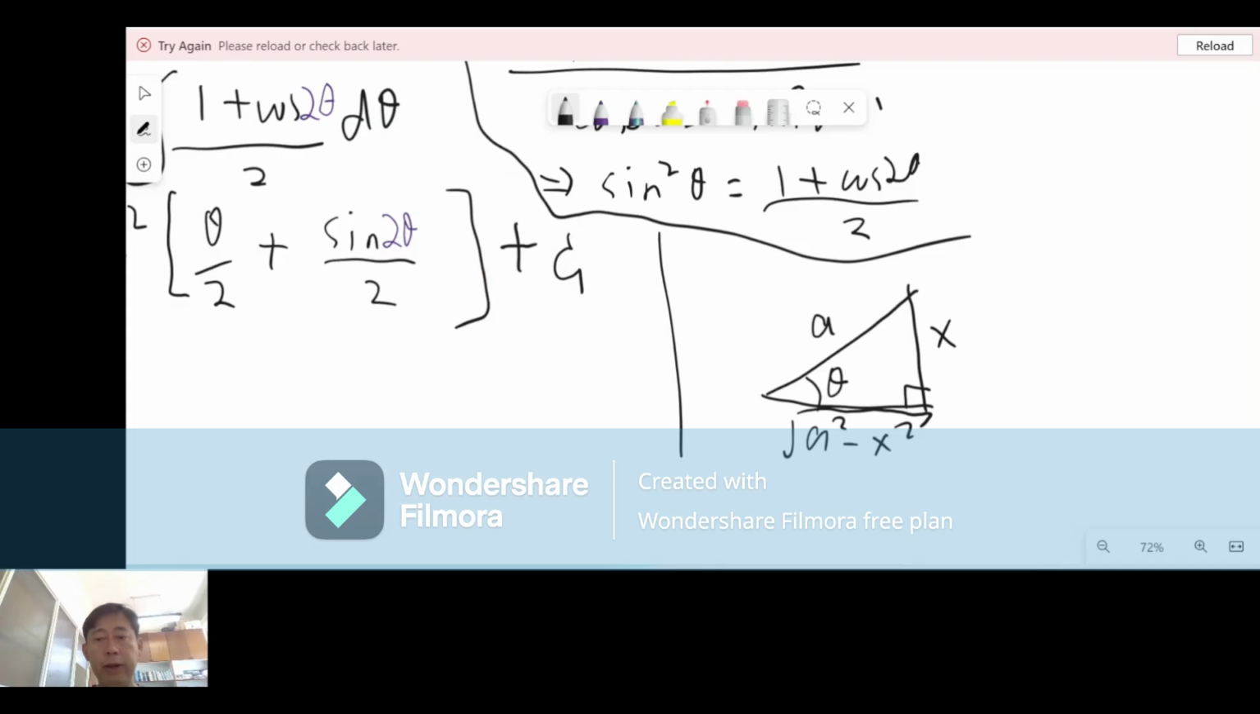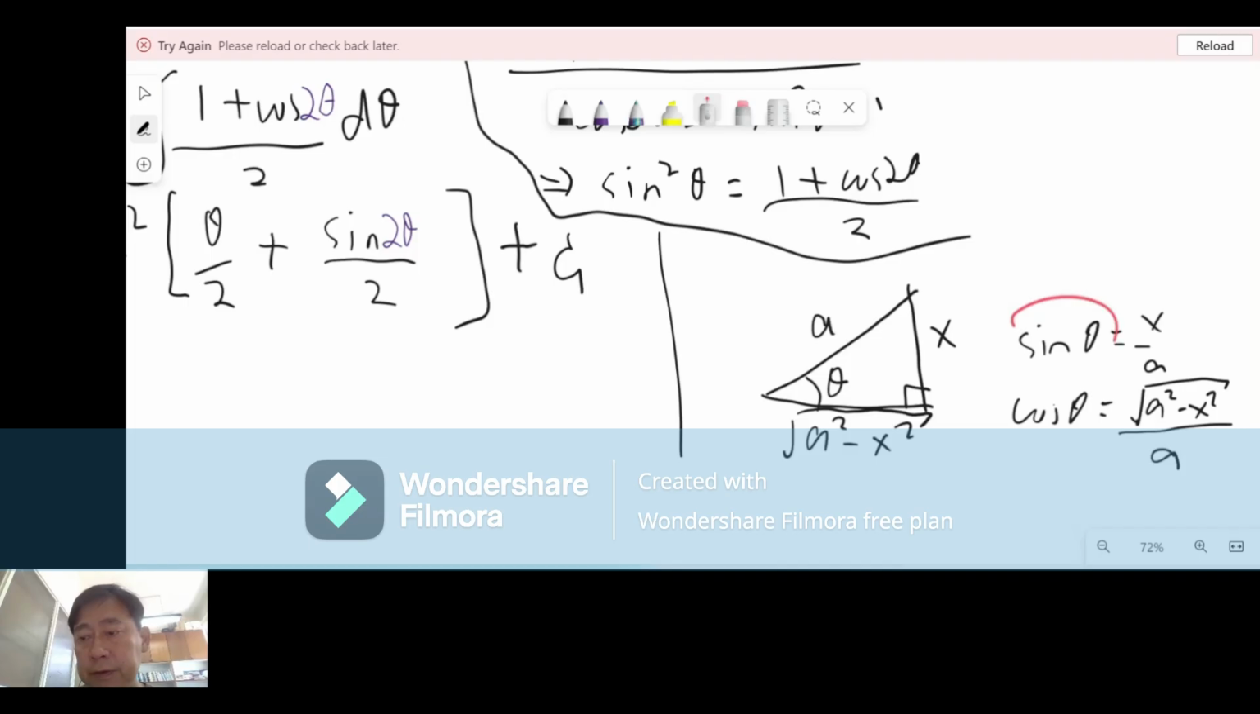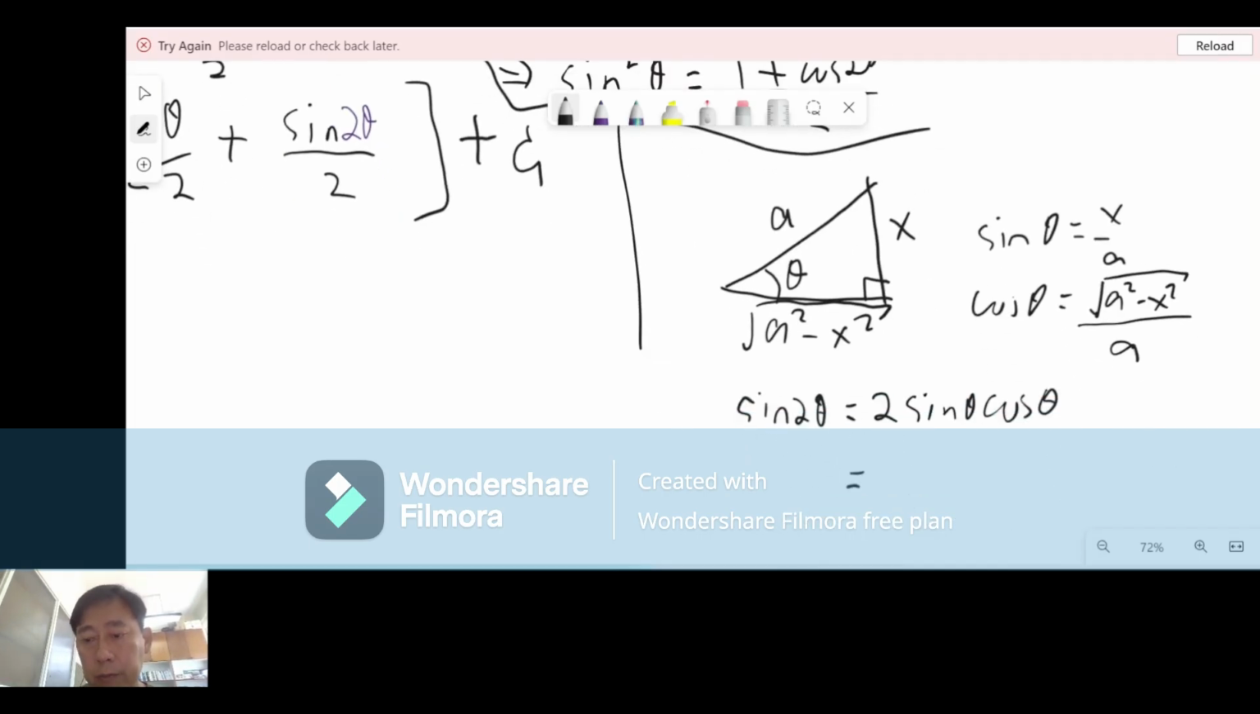So from this right triangle, you can easily write down the expression for sine theta, which is x over a, and cos theta, which is square root of a square minus x square divided by a. We need the expression of sine theta and cos theta because we need the expression of sine 2 theta, where the sine 2 theta is related to sine theta and cos theta through this simple identity. And this is written as 2 times x over a times square root of a square minus x square divided by a. So we have a factor of a square in the denominator for the sine 2 theta.